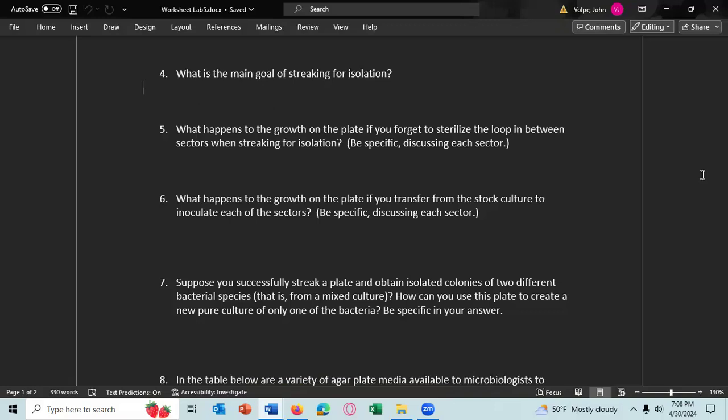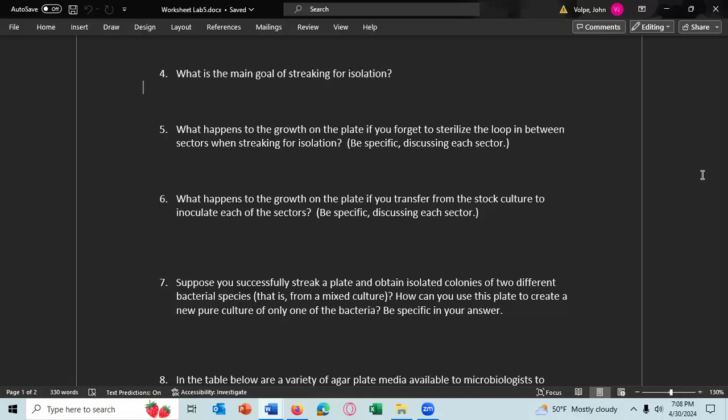6. What happens to the growth on the plate if you transfer from stock culture to inoculate each of the sectors? So you pick up from your stock culture and then you streak out sector 1. You then sterilize your loop, pick up from the stock culture to streak out sector 2, etc. Once again, be specific. You must discuss each sector to get full credit for this one. So you need to tell me what's going on in each sector of the plate.